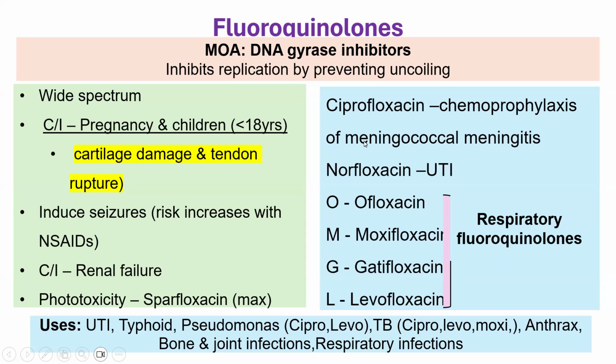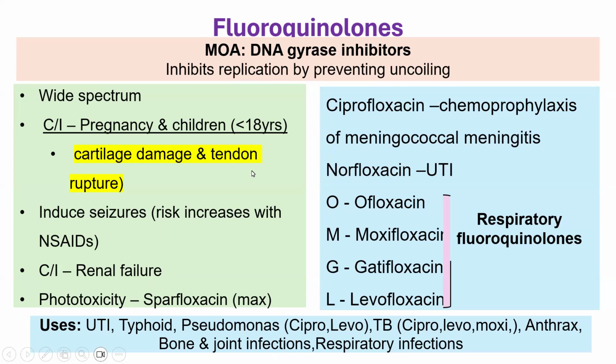From this itself, you can write the uses. We can use them in UTI, in meningococcal meningitis, and in respiratory infections, and in addition, typhoid and Pseudomonas. In brackets, I have mentioned that drugs commonly used in Pseudomonal infection are Cipro and Levo. And in TB, these fluoroquinolones are second line drugs; Cipro, Levo, and moxifloxacin are used in TB, anthrax, bone and joint infections, and respiratory infections, as I have already told you.